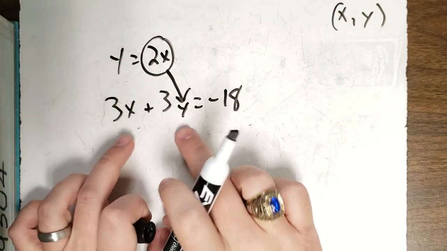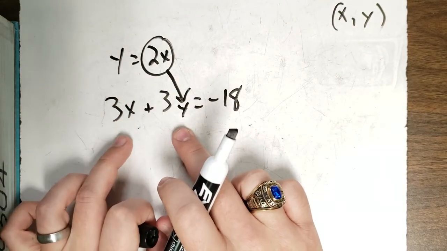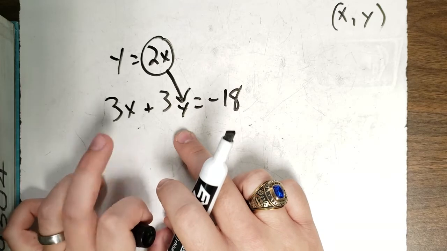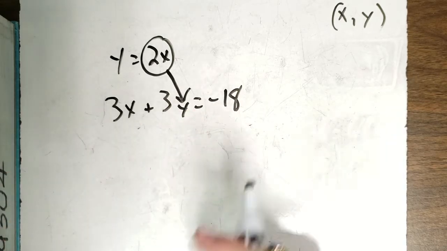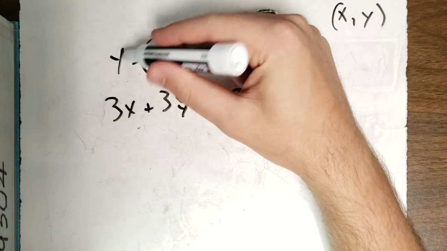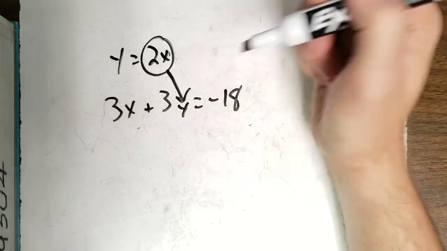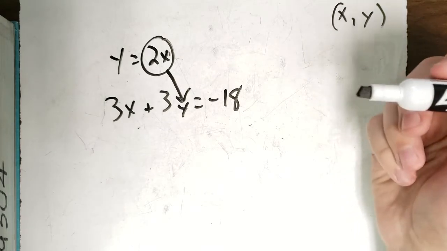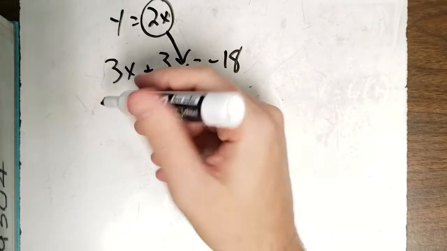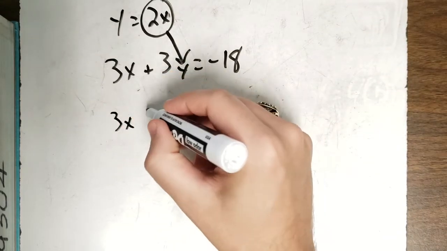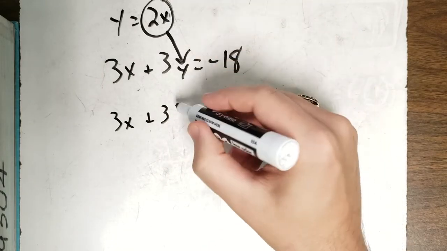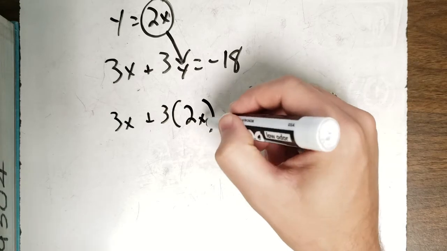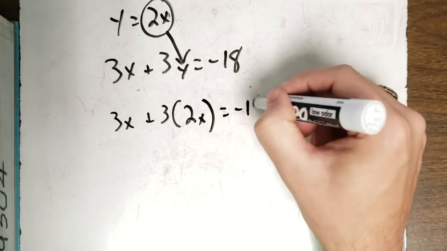Remember, you can't just do 3x plus 3y because they're not like terms, right? This has an x, that has a y. You can't do that. That's why we need to substitute this for the y here and substitute it with the x in it to make it work, okay? So let's rewrite our problem, okay? So 3x, that stays the same, plus 3, and instead of the y, we're going to use, in parentheses, a 2x, and then that equals negative 18.